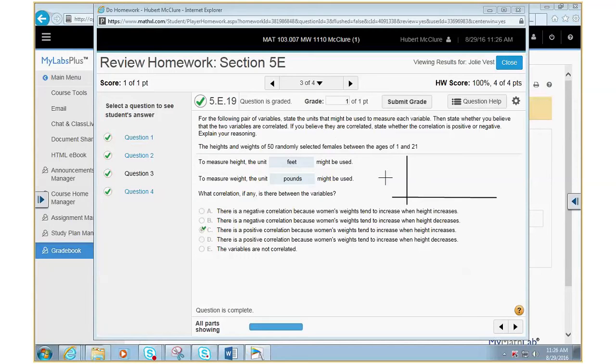So you can make this height and this weight, or you can make this weight and this height. But I'm going to put height because that's usually the x-axis. I don't feel like changing right now, so I'm just going to put an H right there and a W right here.